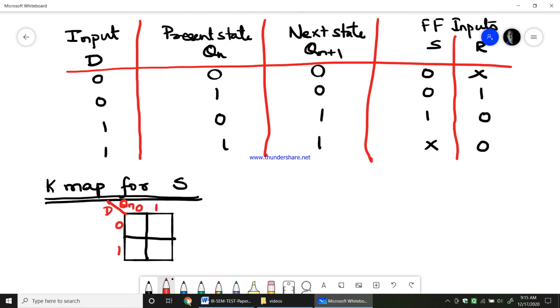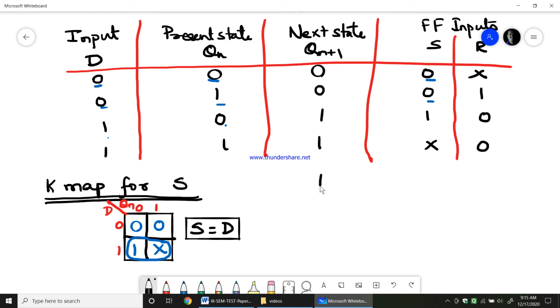Now for S, if you see, this is S. For 0 0, S is 0. For 0 1, S is again 0. For 1 0, S is 1. Whereas finally for 1 1, S is don't care. Now if I group these two in this K-map, I will end up getting S equals D, since Qn gets cancelled. So this is for S.